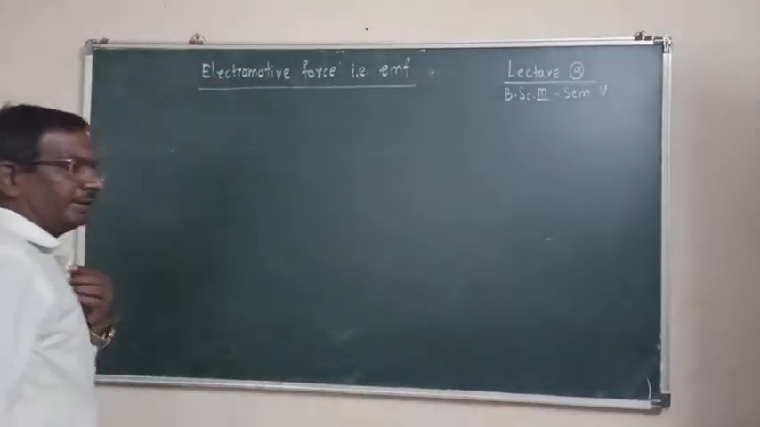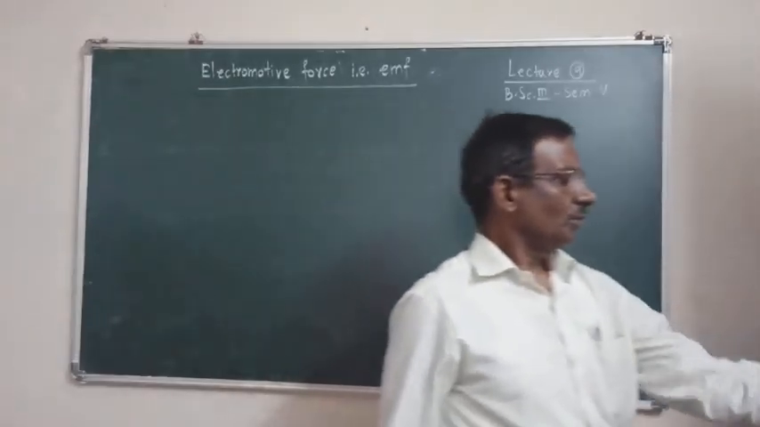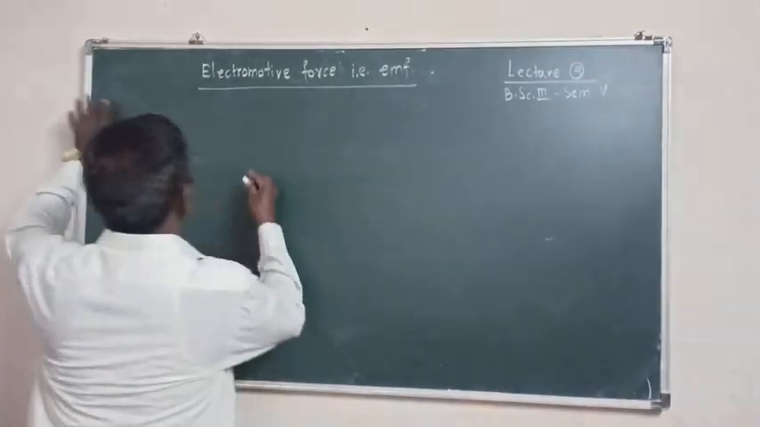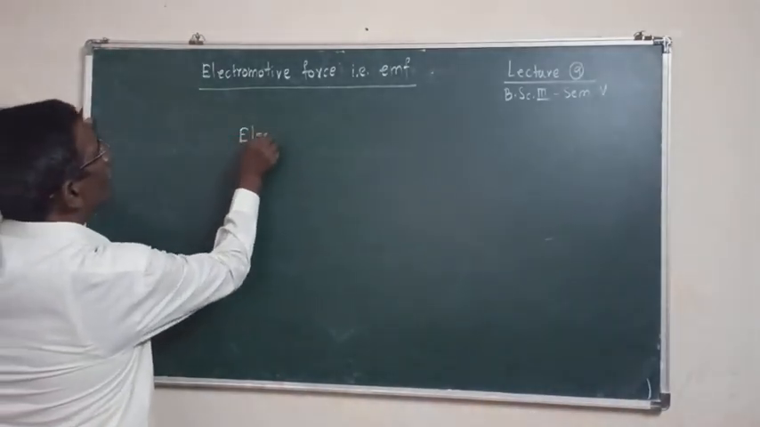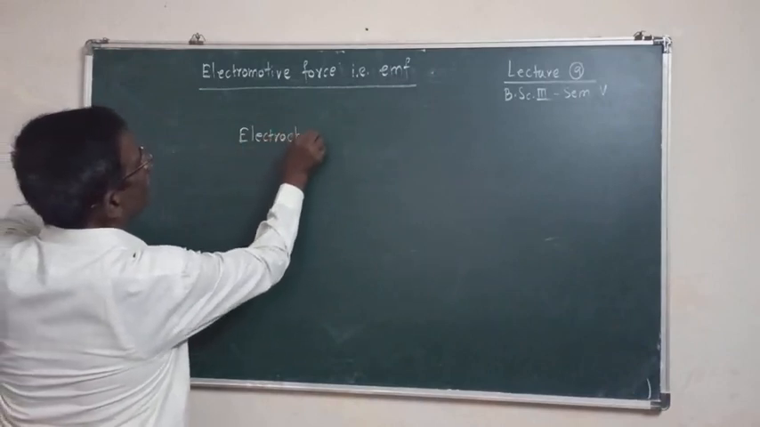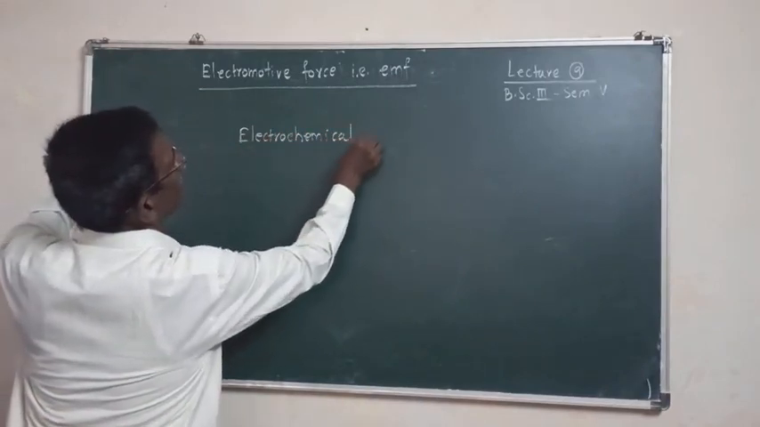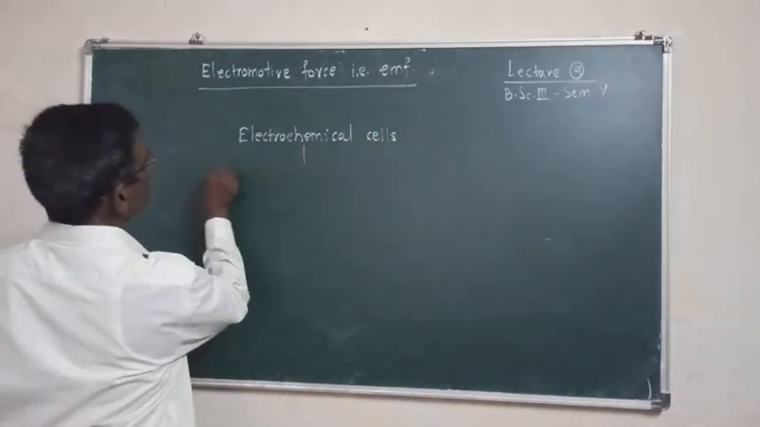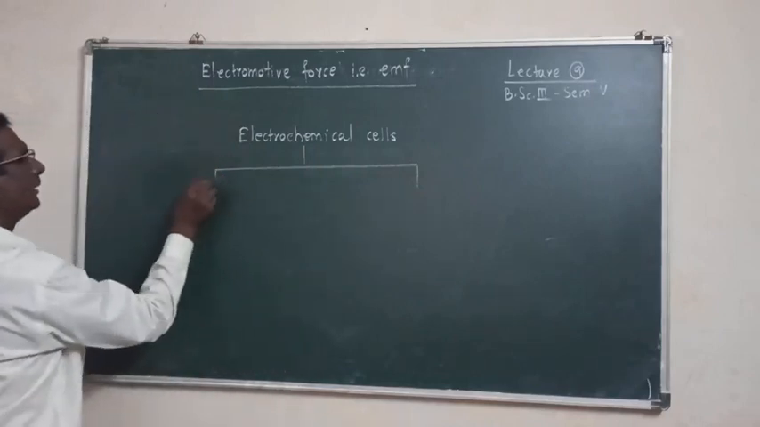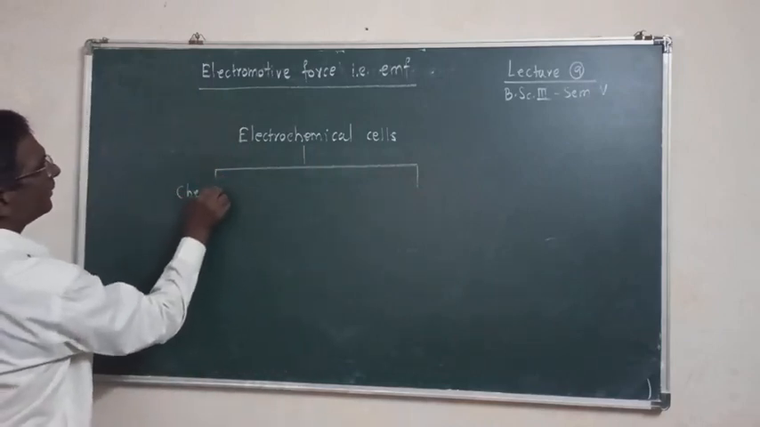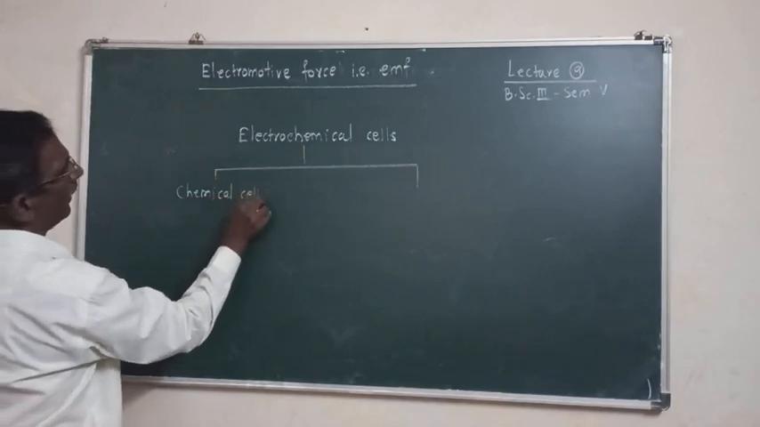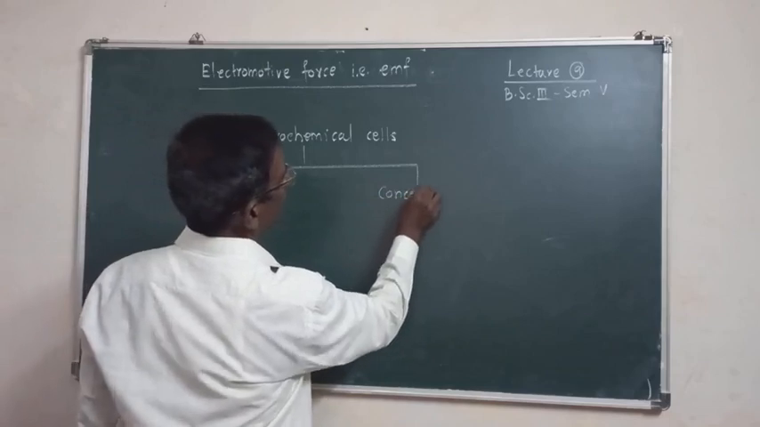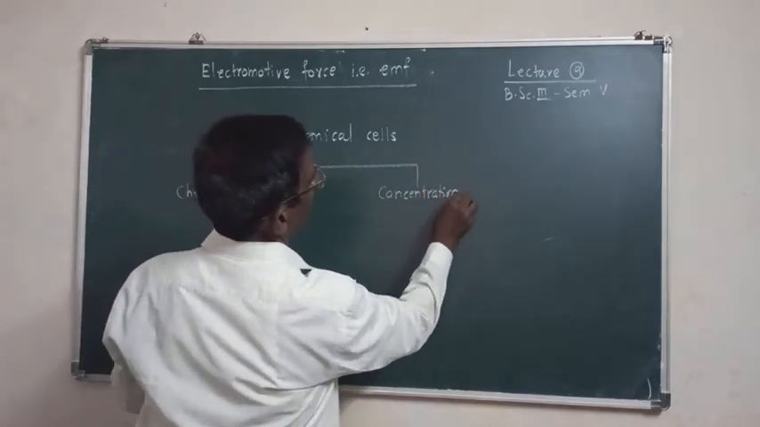Now, next part is electrochemical cells. Electrochemical cells consist of two types: chemical cells and concentration cells.